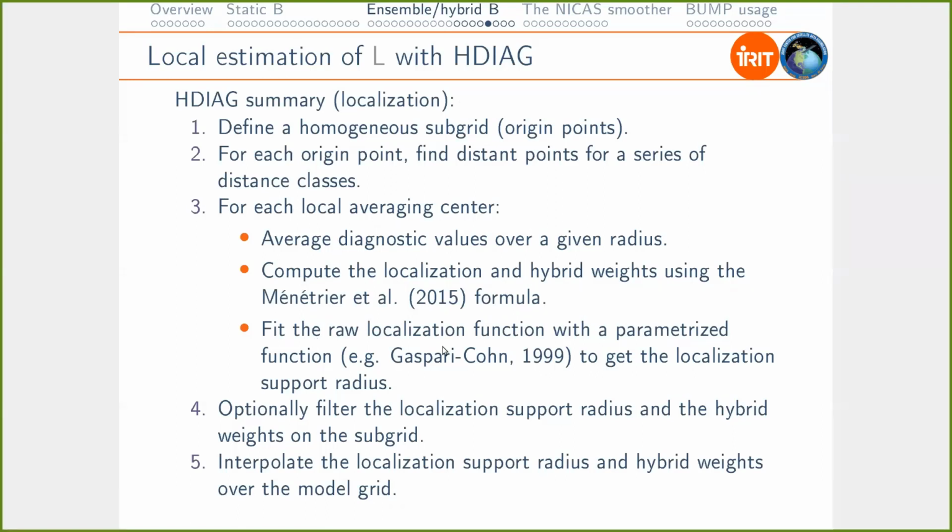We fit these localization functions with a parameterized function, for instance, the Gaspari-Cohn one, to get the localization support radius. And we can filter the localization and the hybrid weights over the subgrid. And finally, at the end, we interpolate the localization support radius and the hybrid weights over the model grid. Well, that's a long process, but at the end, we get maps of localization length scale and hybrid weights, which is what we need for a hybrid B that is not homogeneous.